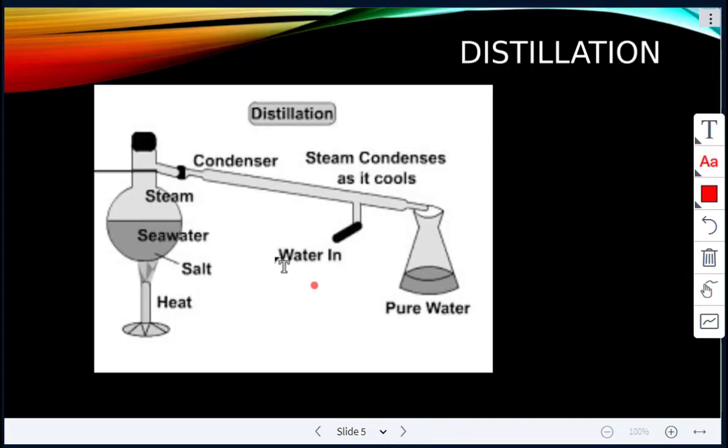Again, we have that impure water here. We have the seawater and it contains salt. We're going to heat that up and it's going to form into steam. That steam will then go through a condenser, which is this tube here. There's usually some sort of cooling technique in this condenser, usually cold water. And then on the other side here, we will get pure water.